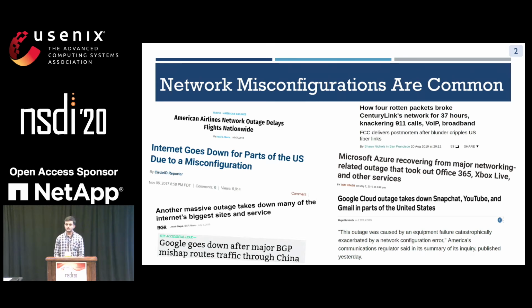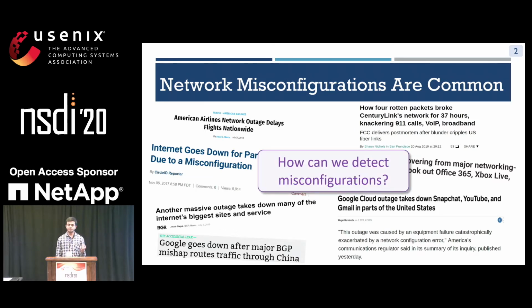Network misconfigurations are still common today. We see in the news and top-line news articles about some network being down or about some cloud outages. In all of this, users have connectivity issues, and on the other side, for the companies involved, they experience losses. So the key question today is, how can we detect misconfigurations?